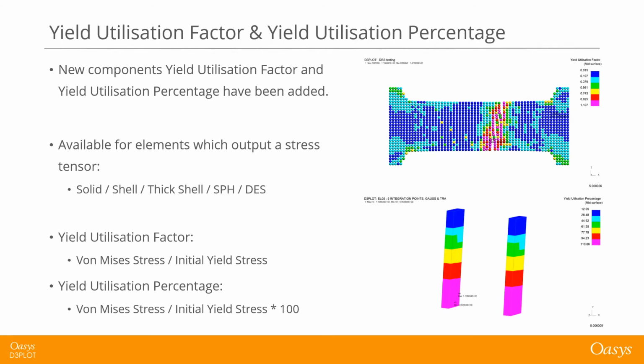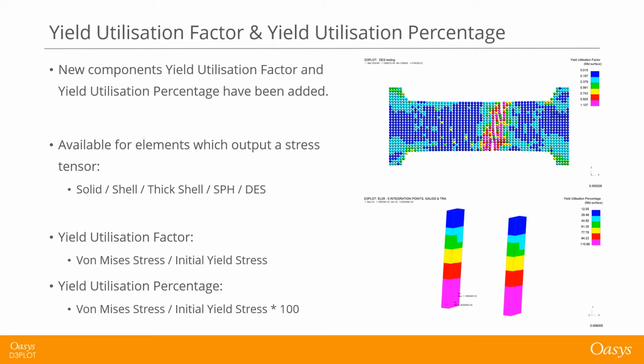Based on this, we decided to add two new data components to D3plot, yield utilization factor and yield utilization percentage. These two new data components are available for elements which output a stress tensor. This includes solids, shells, thick shells, SPH, and DES elements.